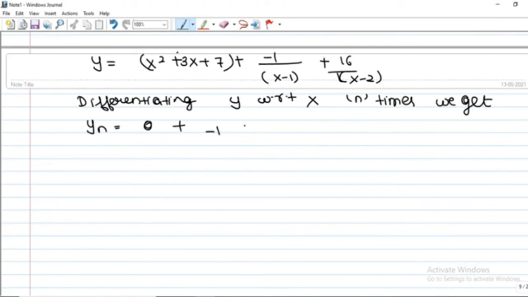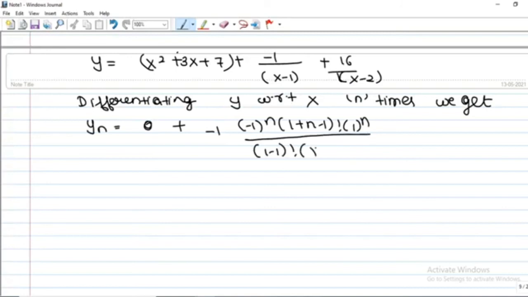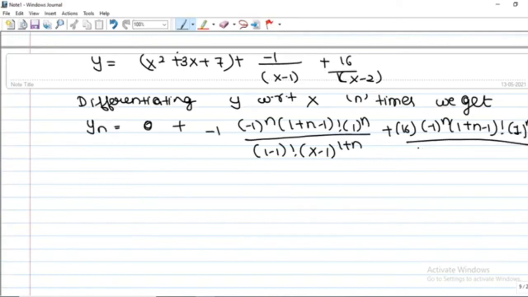So our main target is this one, which will be nothing but (-1)^n into (1+n-1)! into 1^n the whole upon (1-1)! into (x-1)^(1+n). Similarly, the next term will be as it is, plus (-1)^n into (1+n-1)! into 1^n the whole upon (1-1)! into (x-2)^(1+n).